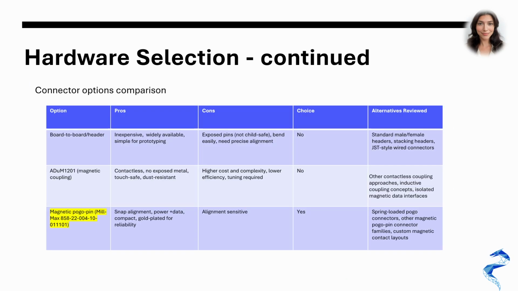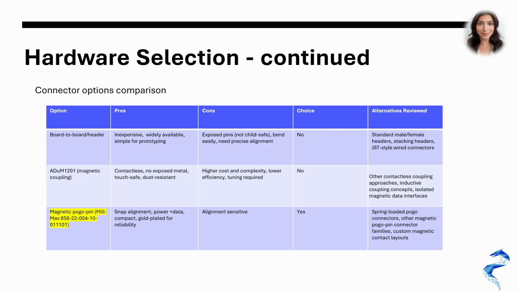For the connector comparison, we evaluated multiple ways to physically and electrically link the blocks together. The first option was a traditional board-to-board or header-style connection. This approach was inexpensive, easy to source, and good for prototyping. However, it had several drawbacks for our use case. The pins were exposed, they could bend easily, and the connection required careful alignment. Because of that, we decided not to use this option for the final design.